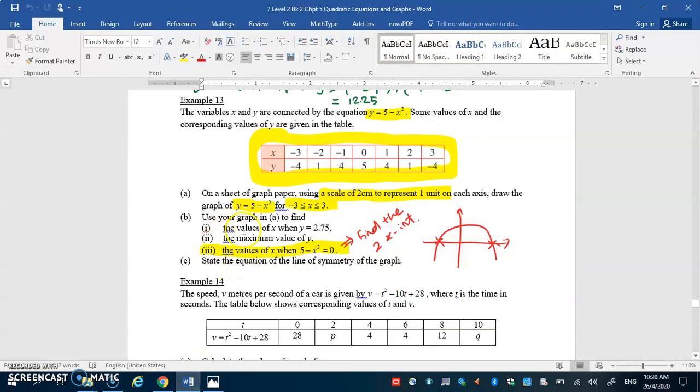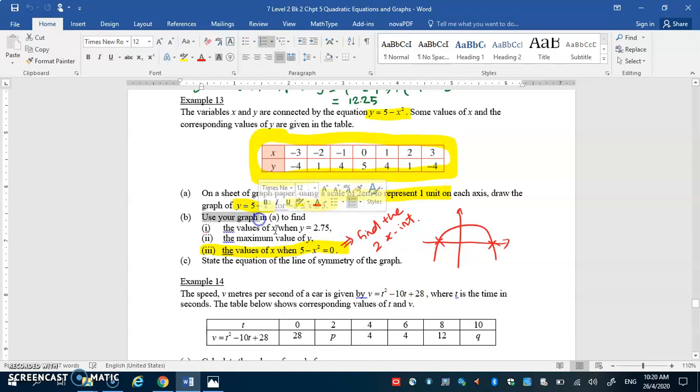So they say use your graph in A to find the values of x when y equals 2.75. Now, if you use this value of 2.75 and sub into the equation and solve for x, you will get 0 marks because the question says use your graph. So when the question specifically asks you to use your graph, don't sub into the equation and solve for x. You must find from the graph.